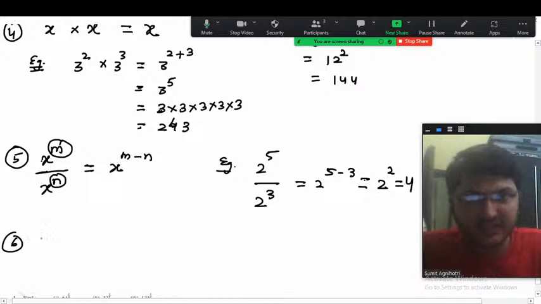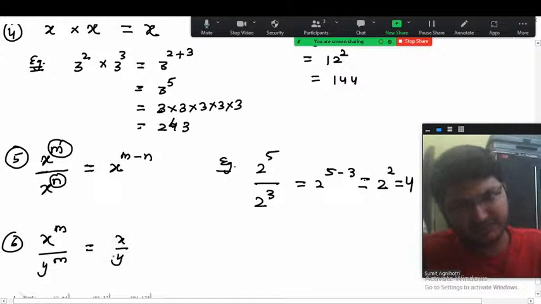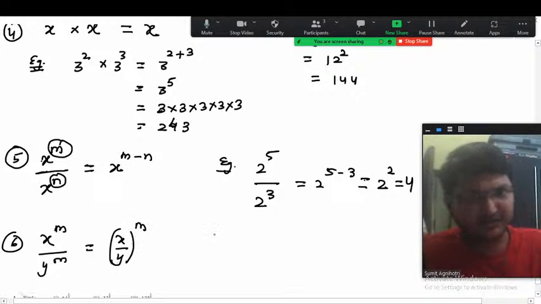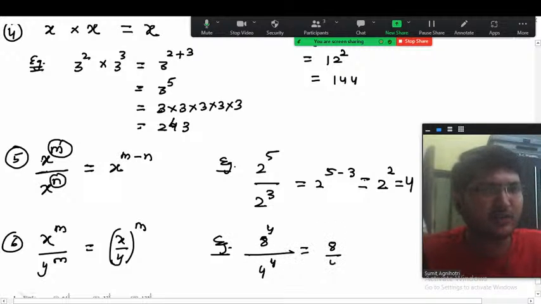Similarly, one rule is there when bases are different but powers are same, like this. In such a scenario, we can first divide the bases and then we can consider the same power. Let's say I'm having 8 raised to the power 4 over 4 raised to the power 4. We can solve it like this: 8 over 4 raised to the power 4. That is going to be 2 raised to the power 4.